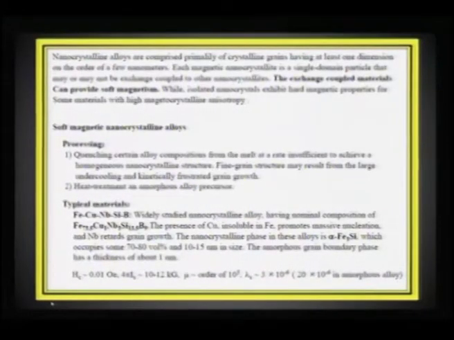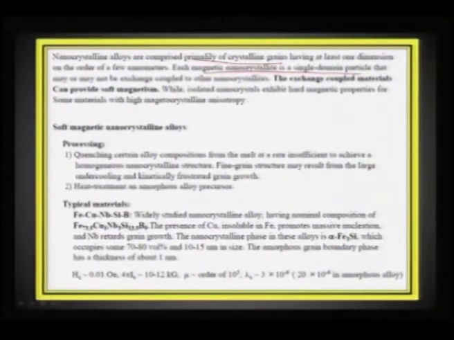Nanocrystalline alloys are comprised primarily of crystalline grains having at least one dimension in the nanometer range. One interesting thing about nanocrystalline alloys is that they are usually considered to be of single domain size. In other words, they are smaller than a single domain magnitude, and most of these single domain particles are exchange coupled materials which can provide soft magnetism. And the way we process soft magnetic materials, especially the nanocrystalline alloys, is by sudden quenching.